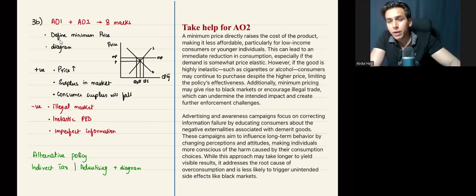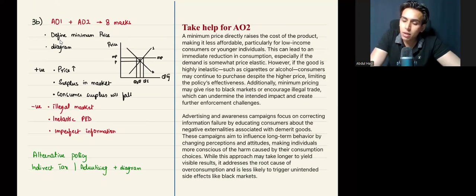Then we have imperfect information. You see, the problem here is lack of knowledge. People consume alcohol or cigarette due to them being uneducated regarding it, or they have lack of knowledge, information failure regarding the drawbacks, the harmful effects of these goods. So the real problem here is imperfect information, and minimum price will not solve that problem. All right, everything clear?